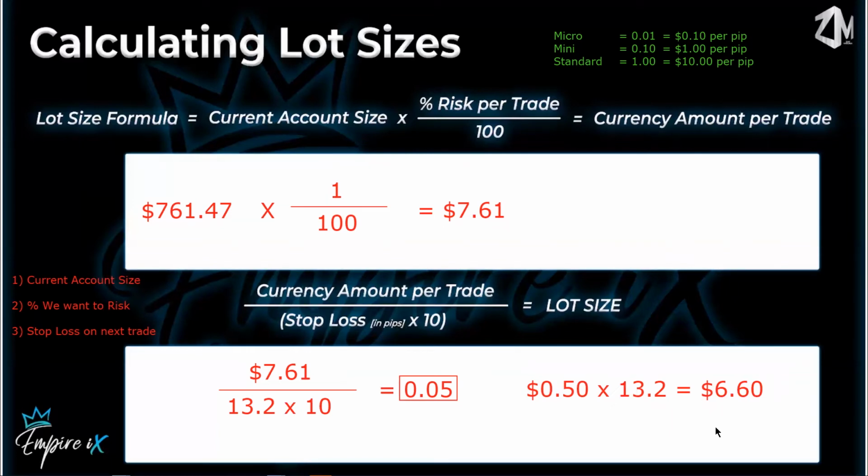Okay. You could round up if you'd like and use a 0.06 lot size on the very next trade. But keep in mind that is going to be a little bit more than 1% risk per trade. If we go ahead and check that here, if we used a 0.06, that would be 60 cents per pip times 13.2, and this is going to come out to about $7.92. So in this example, using a 0.06 lot size would result in a little bit more than 1% risk. Using a 0.05, it would result in a little bit less than 1% risk.